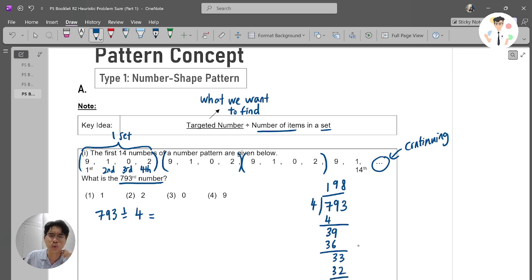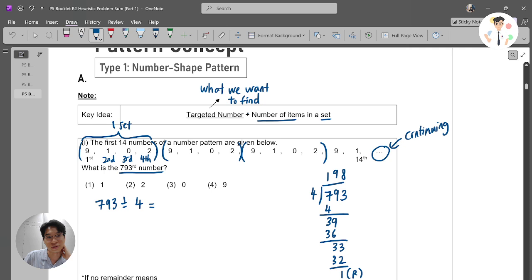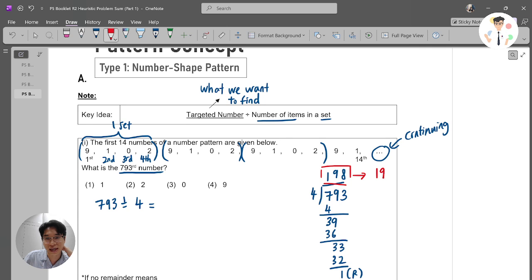Now teacher, why do we need to do this? How does it help us? Now, when you use 793 divided by 4, I will basically be getting 198 with a remainder of 1. Now, what does this actually tell us? This is important. This 198 is actually telling us that we have 198 sets.